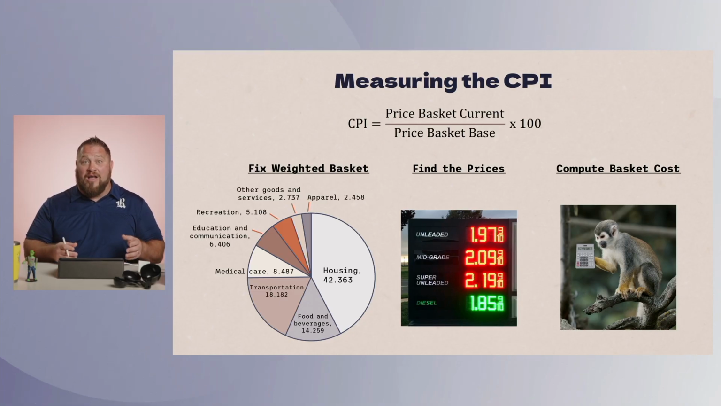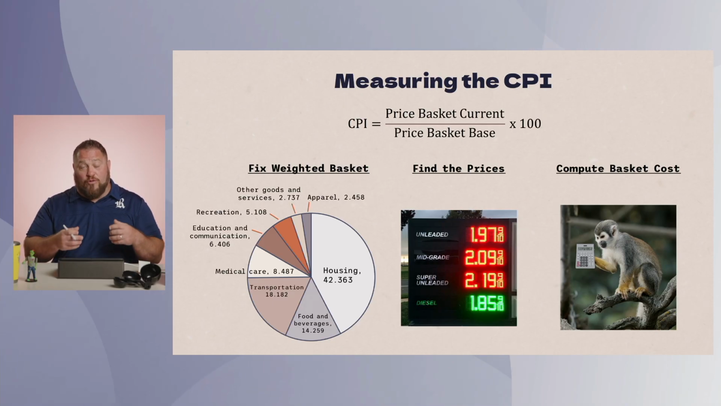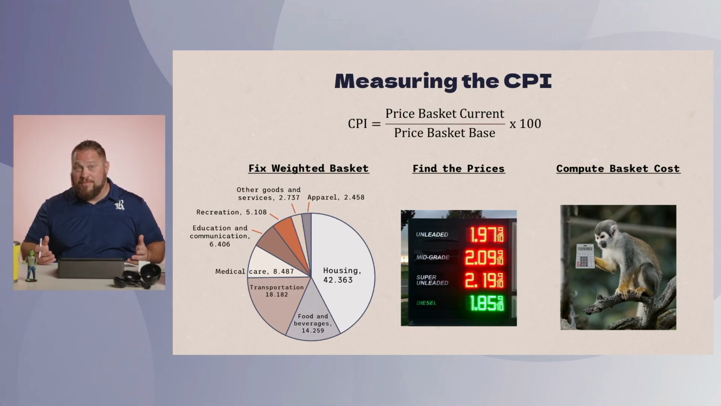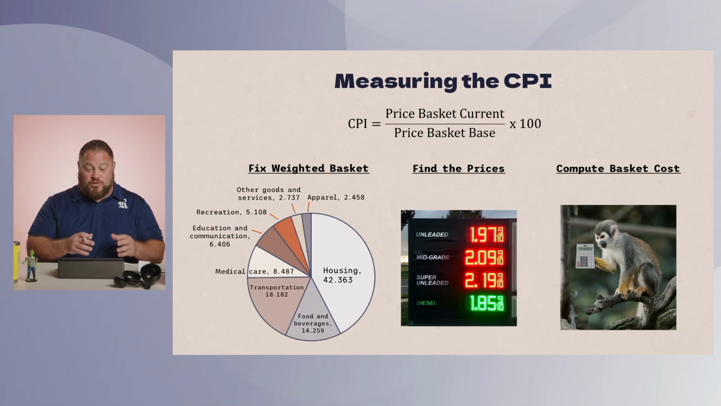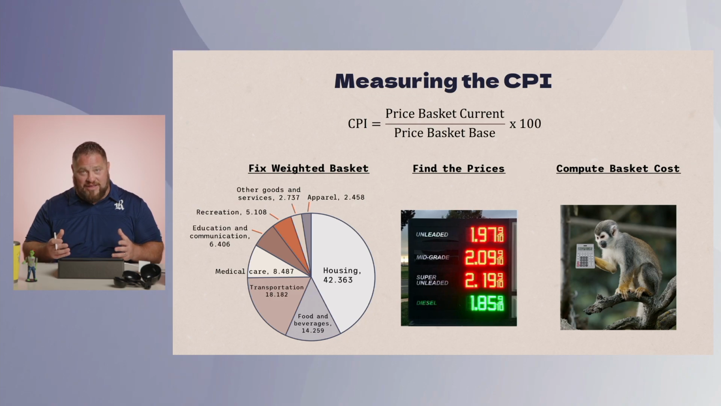So they go out and they fix this weighted basket. They find the price of that basket in current time periods and they look over time. And so then compared to a base year, they'll fix a base year. They look to see if the CPI is going up or if it's going down to see if we have inflation or deflation. So the first thing they do, they fix this weighted basket. They go out, they find the prices of the goods and services. So I think a lot of this can be done on the internet these days.